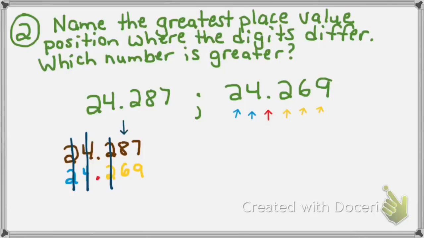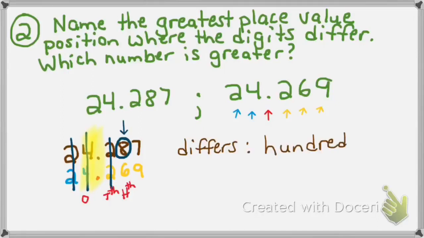Which one is larger, the 8 or the 6? That's right, the 8, so I'll circle it. So what's the greatest place value position where the digits differ? This is the position right here. How do I figure out the name of that position? Well, when I want to figure out place value positions, I always find my ones column, which is just before my decimal. So this is the ones column. To the right of that I have the tenths column, and to the right of that I have the hundredths column. So the digits differ in the hundredths column.